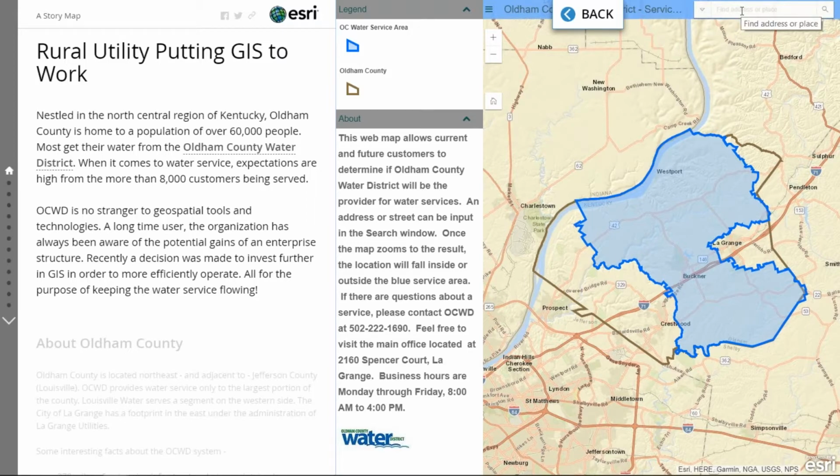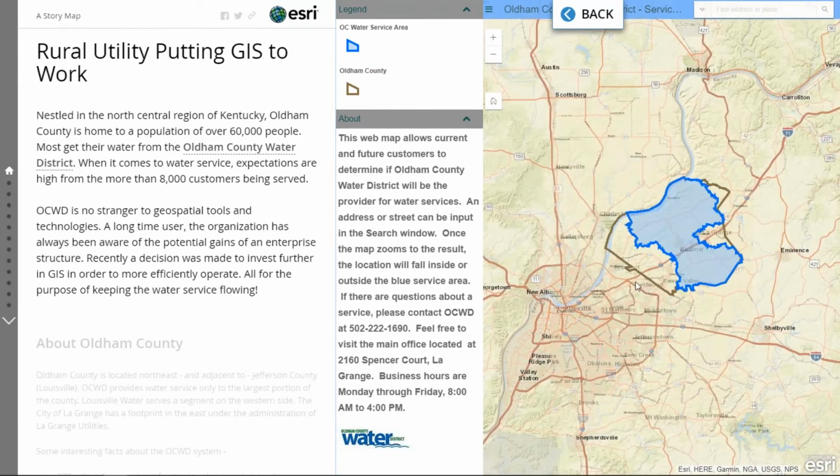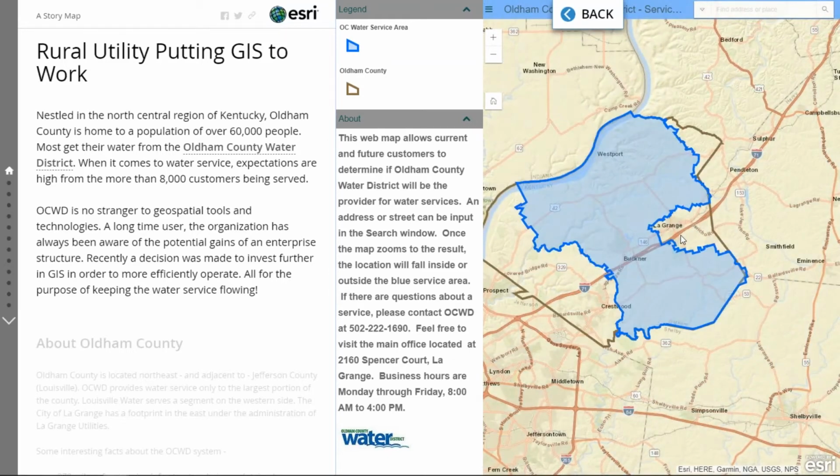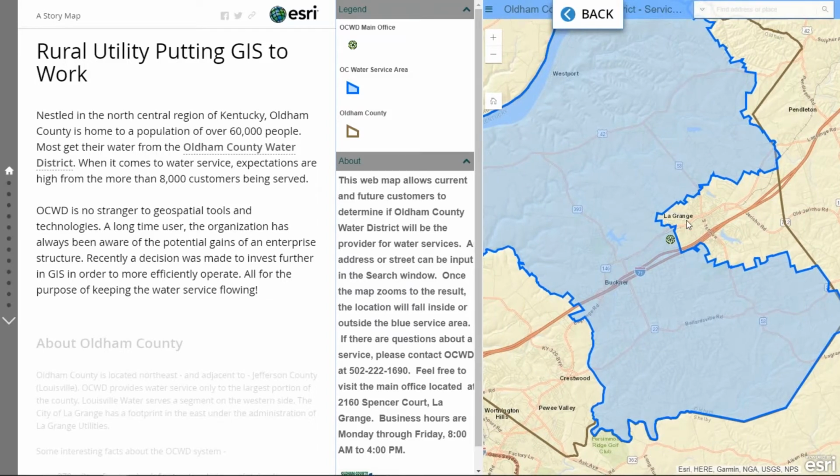Kenny's got it there on the map. To the west side of Oldham County, that area is served by the Louisville Water Company, and we're really just a bedroom community for Louisville. On the eastern side of the county, we have an area served by the LaGrange Utilities Commission, and they purchase their water wholesale from us. So it's kind of unique, being mainly three water systems in the county.